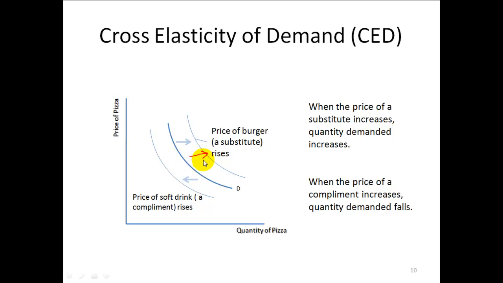Now what happens if the price of a complement, which is a soft drink in our example, rises? Given that you can only digest your pizza if you're also having a soft drink, and the prices of soft drinks go up, what's going to happen to your demand? In this case, the demand for pizza will decrease, which means that the demand curve will shift to the left.